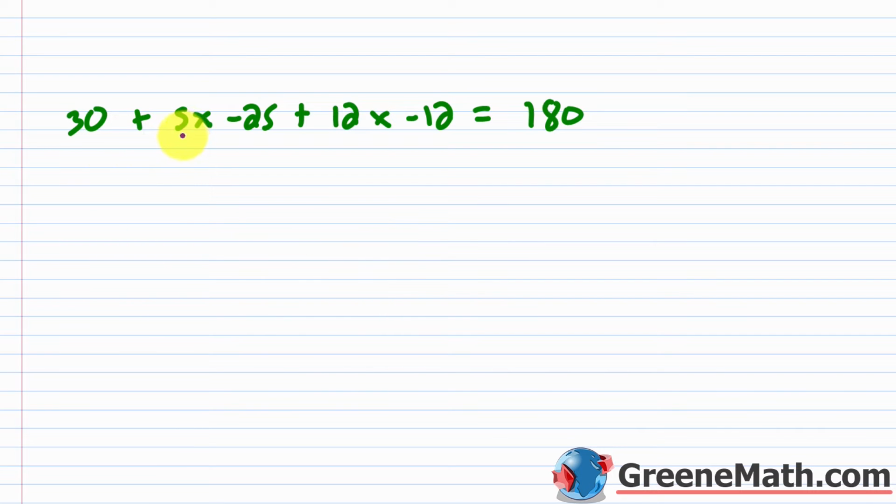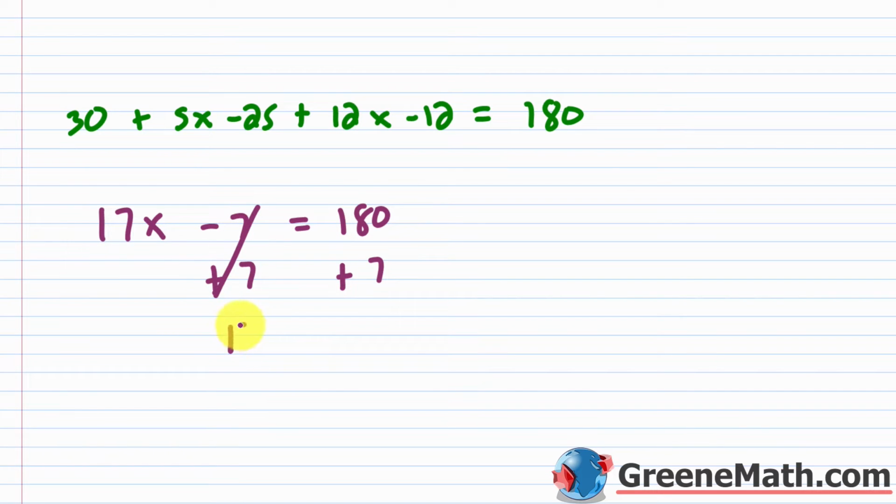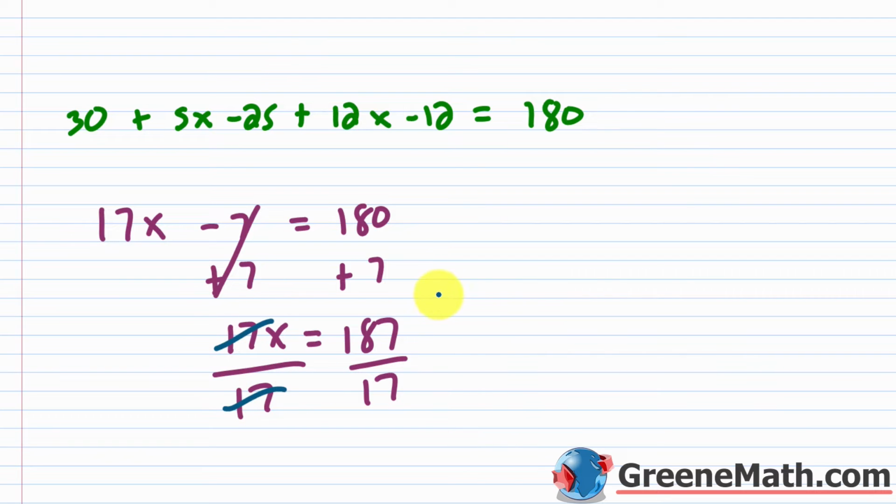So we have 5x plus 12x, that's 17x. Then you have 30 minus 25, that's 5, and then minus 12, that's going to be negative 7. And this equals 180. So let me add 7 to both sides of the equation. We'll cancel this. We have 17x is equal to 180 plus 7, which is 187. Let's divide both sides of the equation by 17. We'll show this as canceling. And we'll say that x is equal to 187 divided by 17, which is 11.